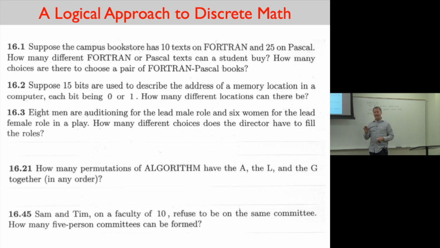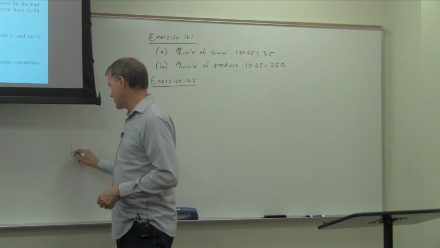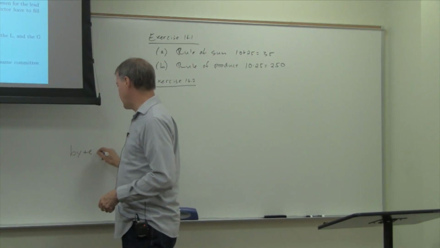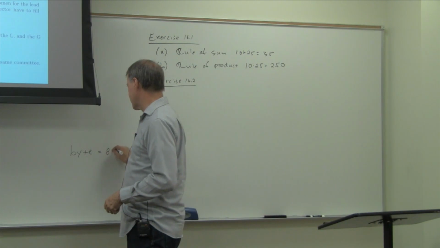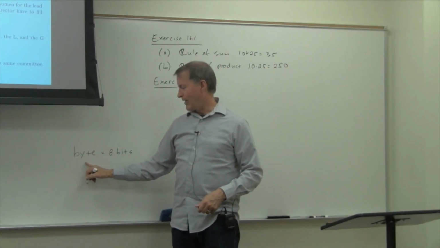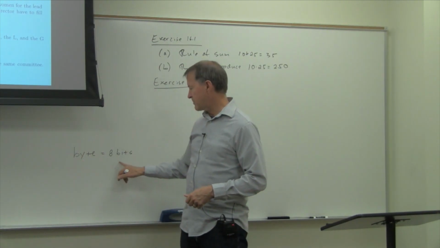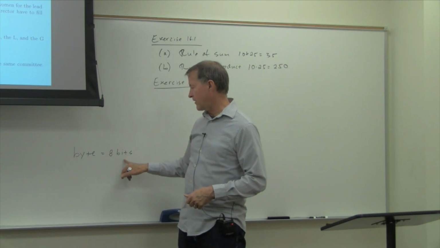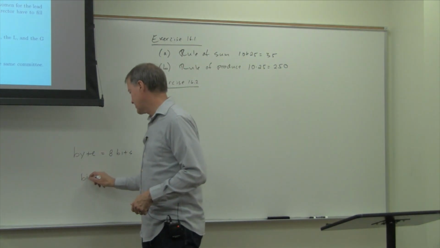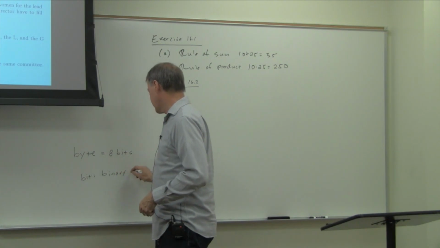Actually, a byte is 8 bits. B-Y-T-E. A byte equals 8 bits. It's BY, not BI. But a bit stands for binary digit.